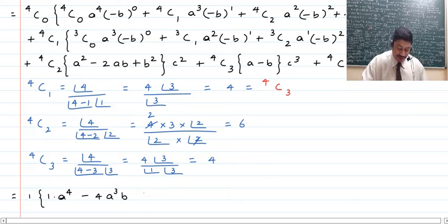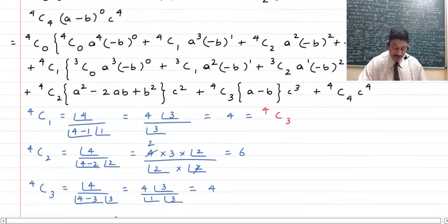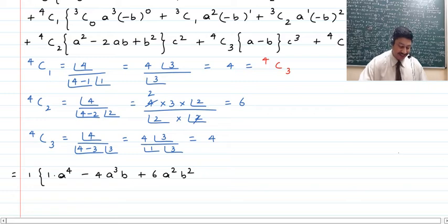We have calculated 4c2 to be 6, right? So next we have 6 times a square times, as there is minus b whole square, obviously it will become equal to b square, so further it will be multiplied with b square. Next, children, after this we talk about the next one, which is going to be 4c3, right? 4c3 is the same as 4c1. As such, it will become equal to 4. But since we are now going to have minus b whole cube, as such we will have minus b. This is going to be multiplied with a and b raised to the power 3.